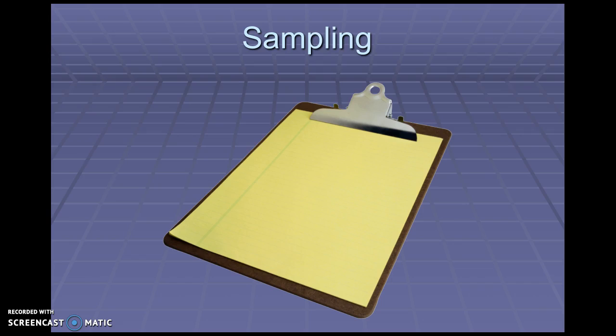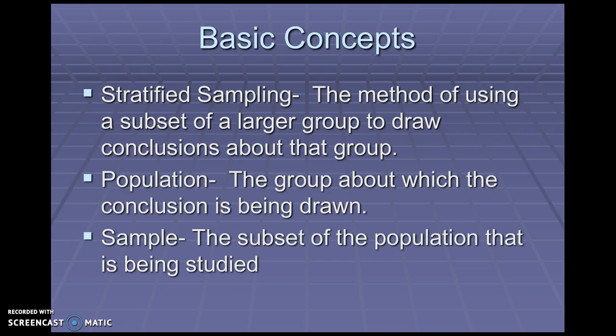If we had to ask every single American, it would be very costly and prohibitively costly, right? So what we do is we try to find a sample of the general population. And so here are some of the basic concepts that we use when we're sampling. First of all, the technique is called stratified sampling. It's the method of using a subset of a larger group to draw conclusions about that group.